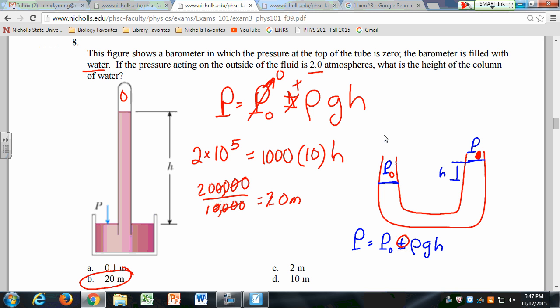Honestly, it doesn't really matter what you call P or P naught. I'm just comparing one pressure to another pressure. It's just that I'm comparing one known pressure to one unknown pressure. Well, usually P is the unknown pressure.